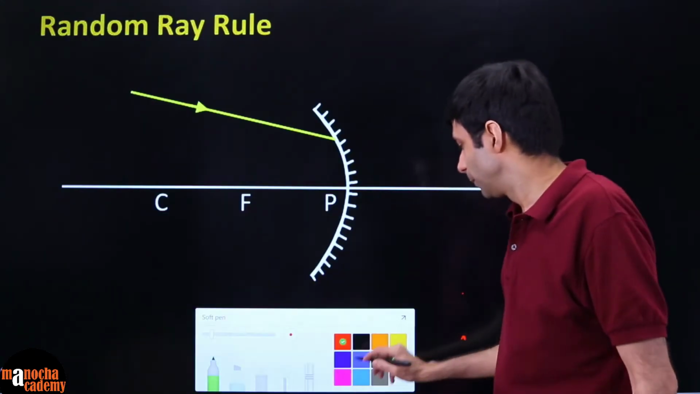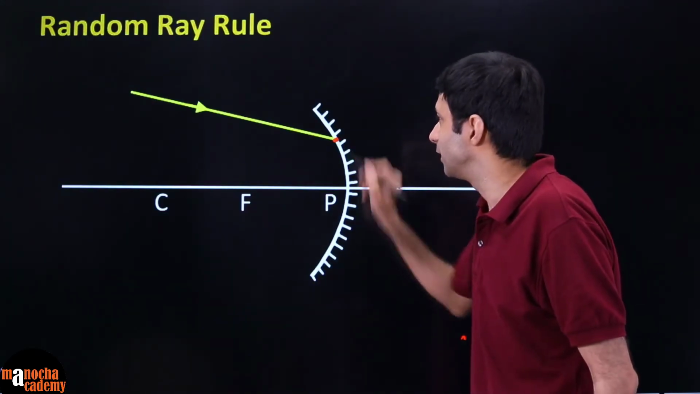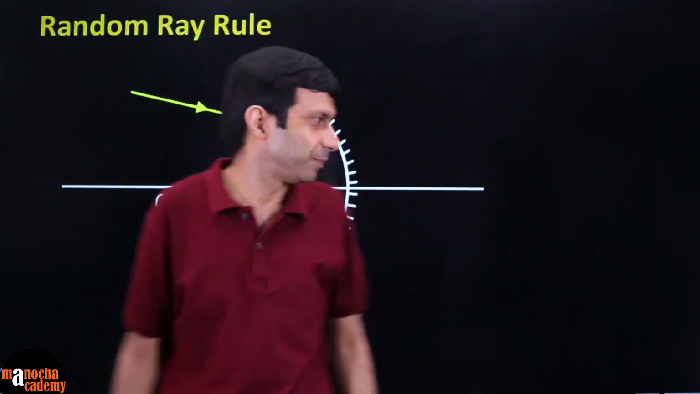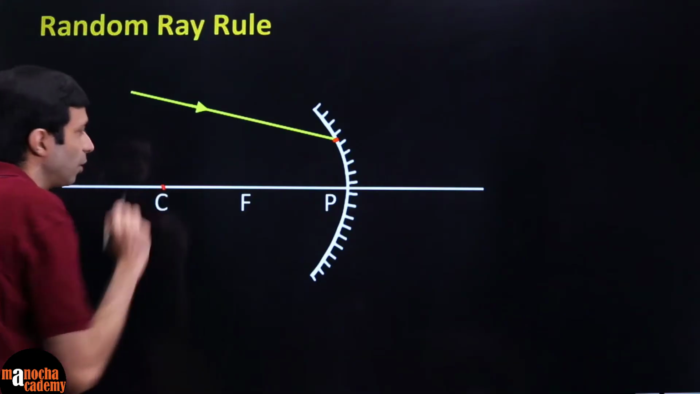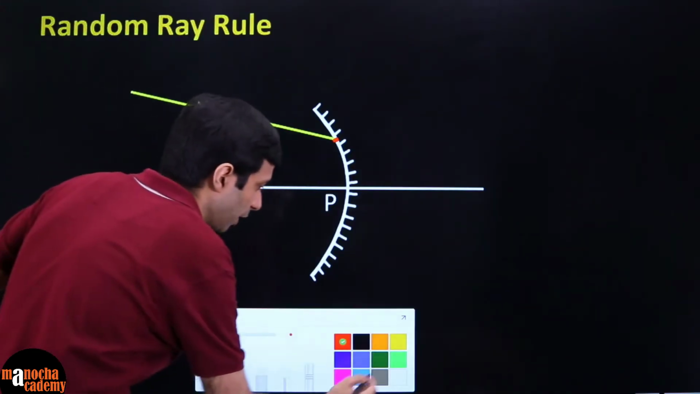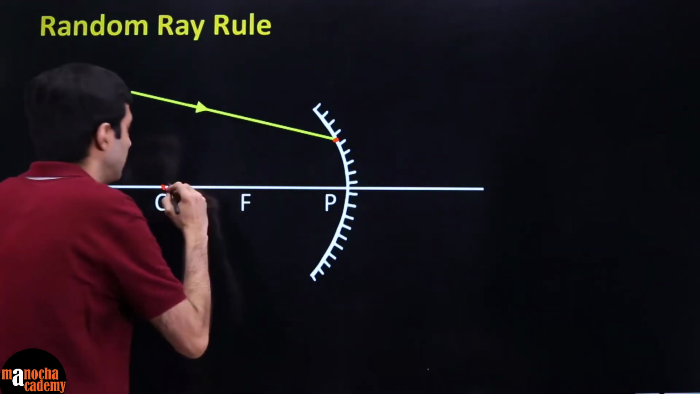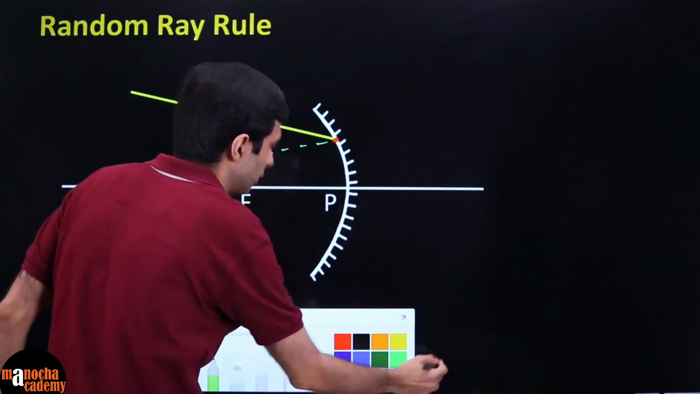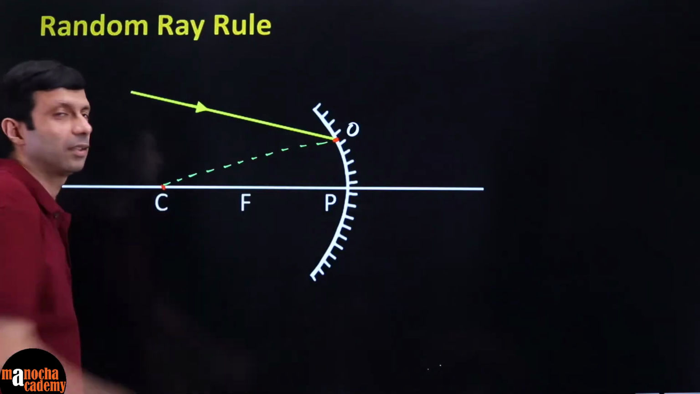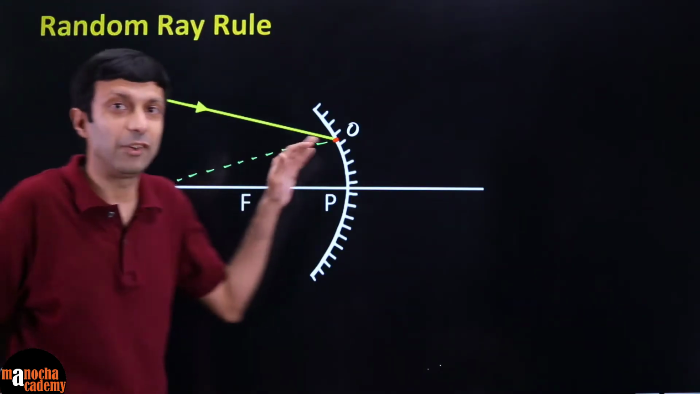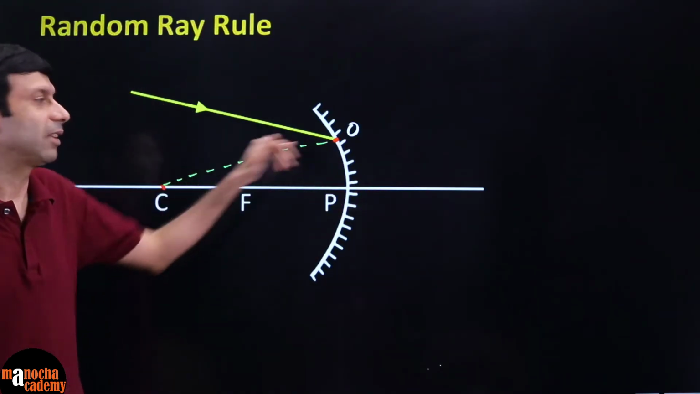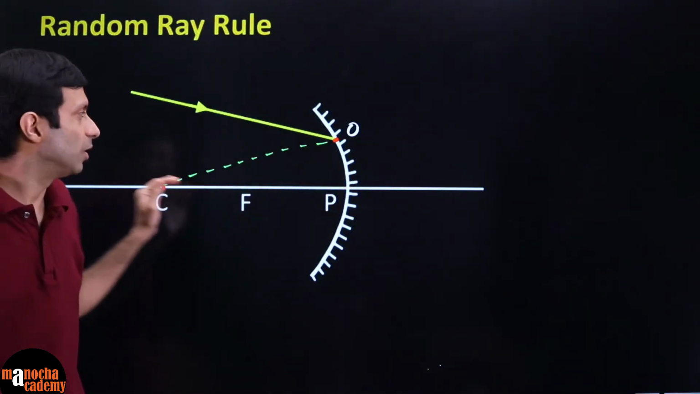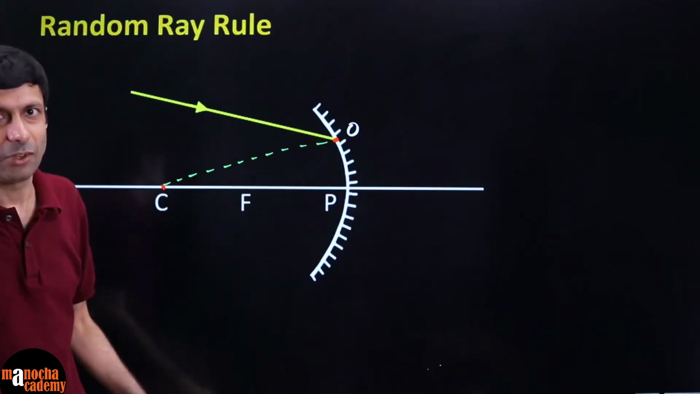Just join the point of incidence to the center of curvature. That is the only thing you have to remember: if I join the point of incidence, let's call it O here, and the center of curvature, so if you join OC, you have basically drawn your normal. Why? Because this is like the radius, so once again it's perpendicular to the tangent drawn over here. So this is my normal, and now you can easily draw the reflected ray.